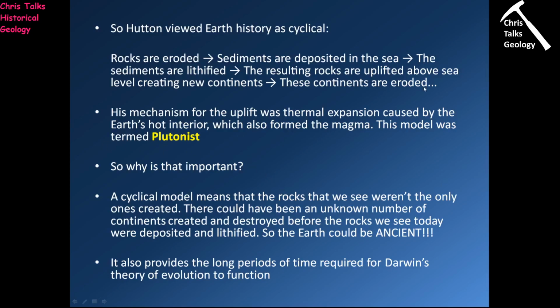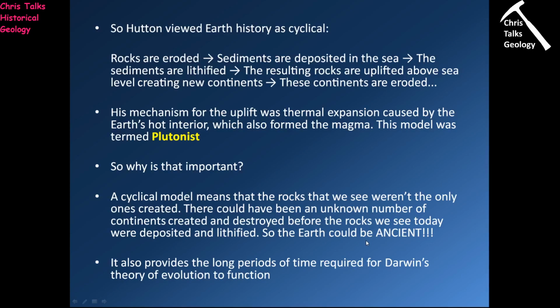So the question is, well, why does this all become important? Well, if you have a cyclical model like the one Hutton is suggesting, that means the rocks that we see weren't the only ones created. There could have been an unknown number of continents created and destroyed before the rocks that we can look at now were even deposited and lithified. So this means the Earth could be absolutely ancient.